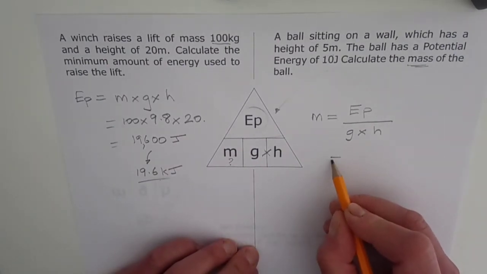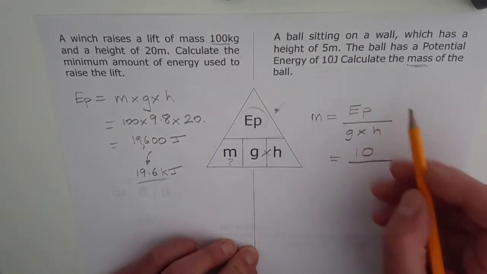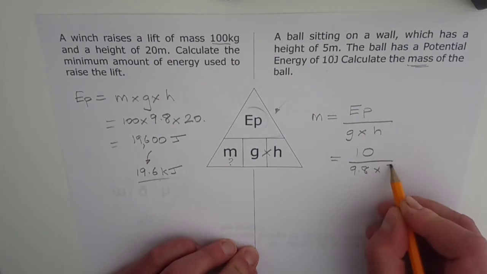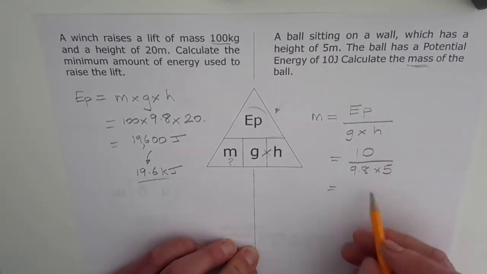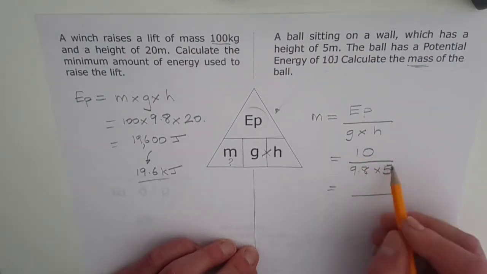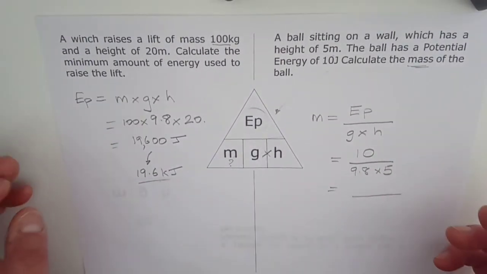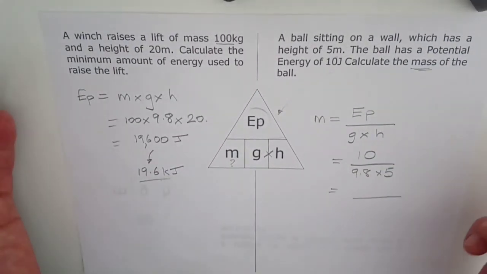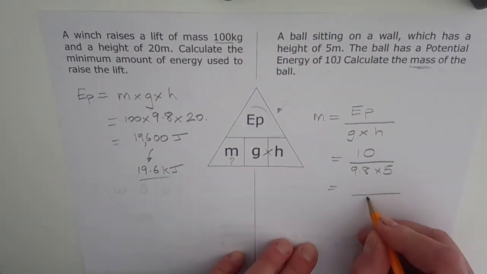Okay. So this time we've only got 10 joules, so it's not a very big thing, divided by the gravity, which is 9.8, times the height, which is 5. What we're best doing here first is working out this bottom bit first. Don't just do 10 divided by this times this, because you'll end up with a bit of gobbledygook, possibly not the correct answer. So we're doing 9.8 multiplied by 5, and that gives us an answer of 49.